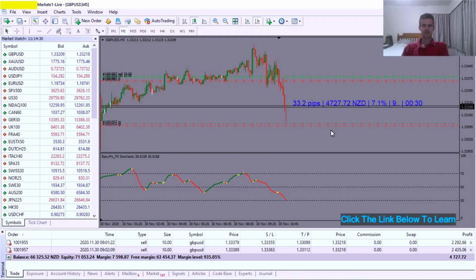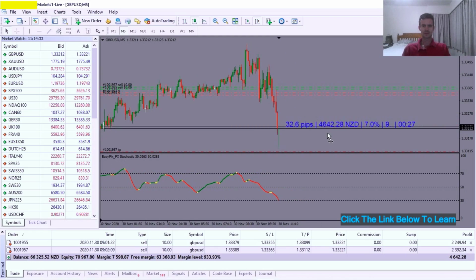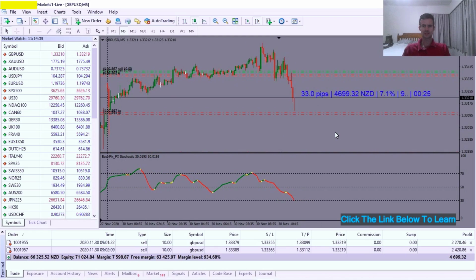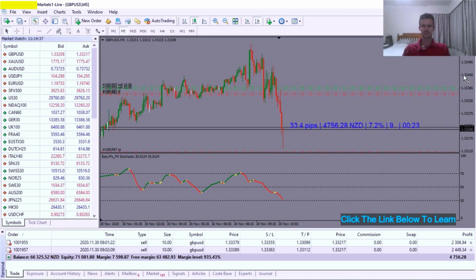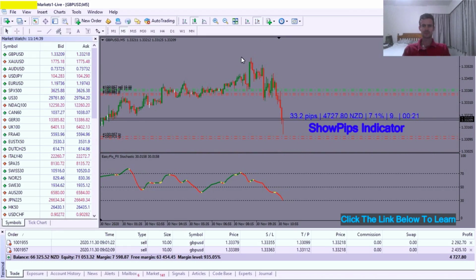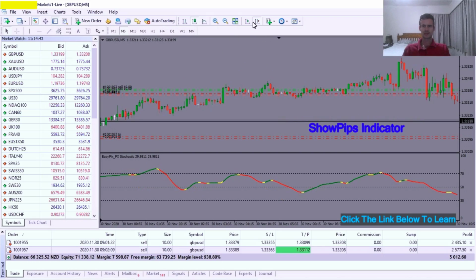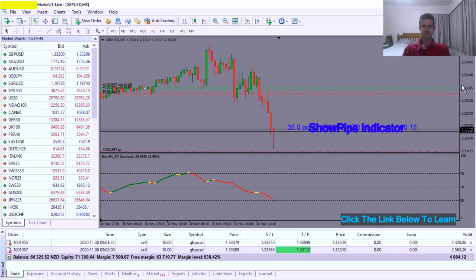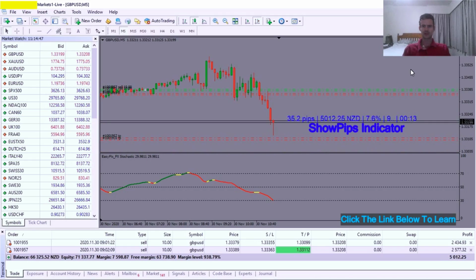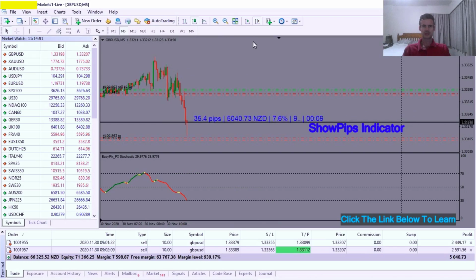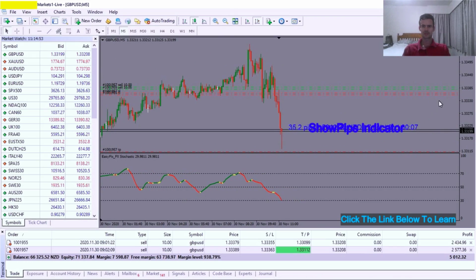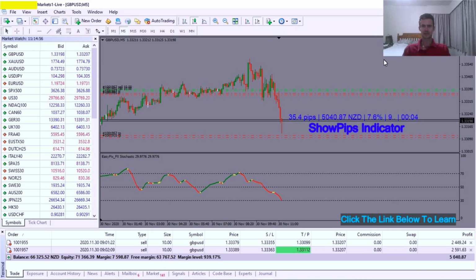Currently running at just over 30 pips, looking to make about 45 pips. I'm using my show pips indicator, which helps me manage the trade. It shows me my pips that I'm making, the dollar amount that I'm making, the percentage on my account that I'm making. It also tells you the minutes or the seconds left on the candle. So on this 5-minute candle, you'll see there's 2 seconds left.